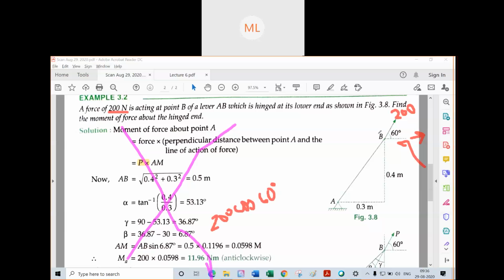So after that, we have got the force in the x direction, right? Force in x direction is 200 cos 60. Now similarly, what will be in y direction? Can you tell me the expression for y? 200 sine 60 degree. Very good, very good.